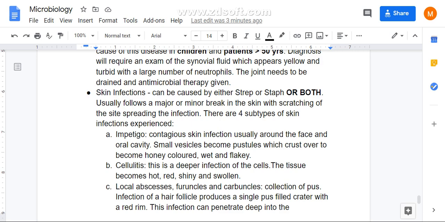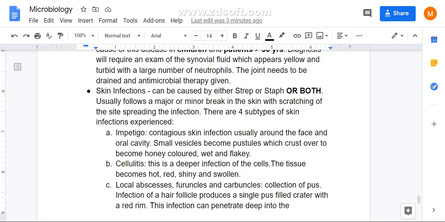So you have impetigo, which is a contagious skin infection, usually around the face and oral cavity. The small vesicles become pustules which crust over to become honey-colored, wet, and flaky. I should have gotten a picture of impetigo to show you, but I don't, so you can look that up in your own time. It looks kind of gross, but yeah, it happens. Cellulitis is a deeper infection of the cells. The tissue becomes hot, red, shiny, and swollen.